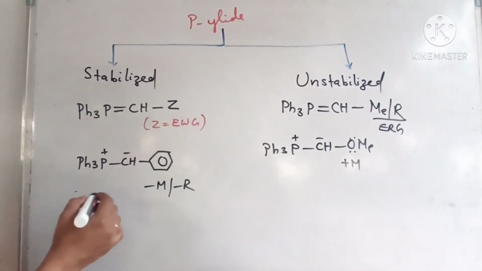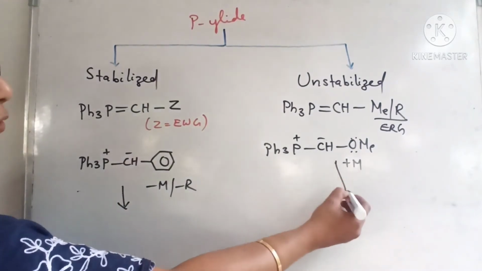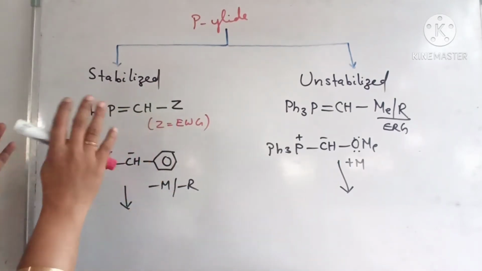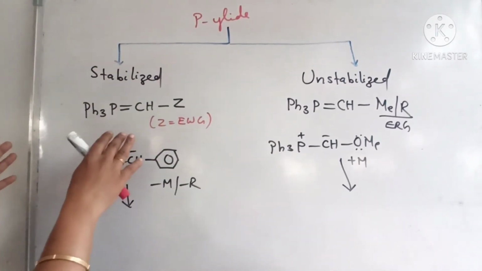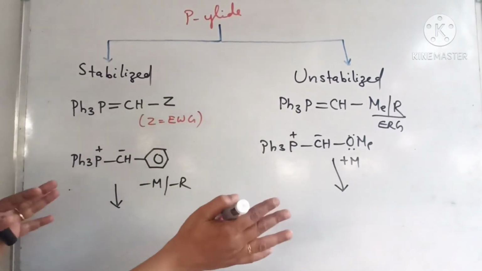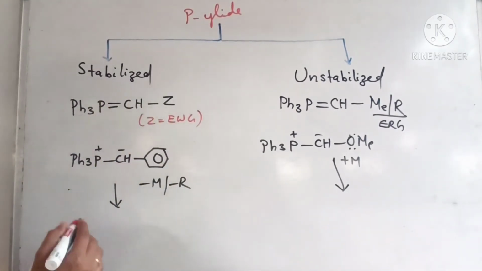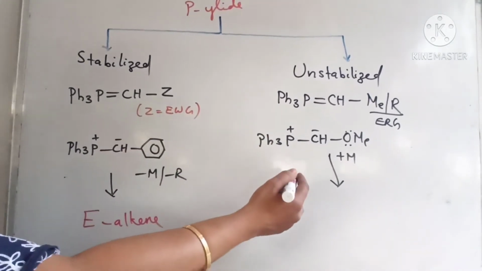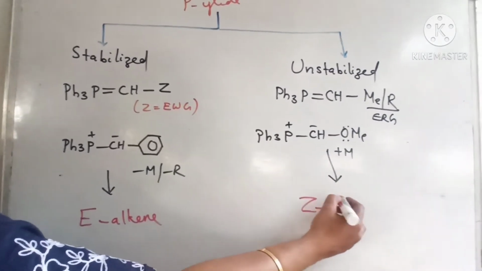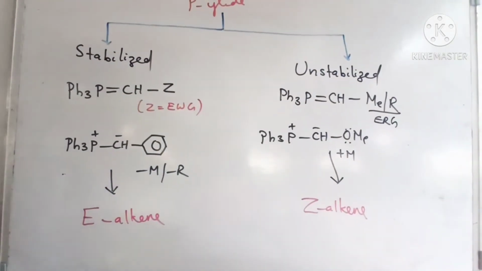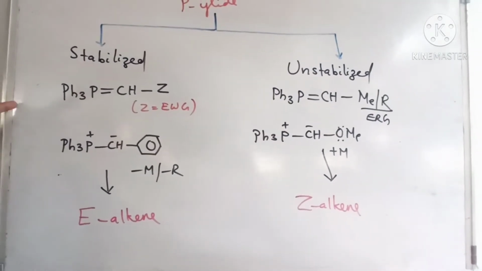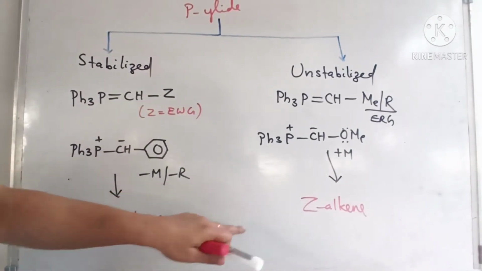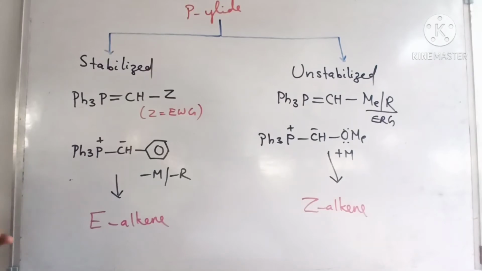Now another thing that you have to understand, it's a very important one. Both are giving the same product, that is alkene. No matter whether it is stabilized or unstabilized, both will be giving alkene. But stabilized halide will be giving E-alkene, that is trans-alkene, and unstabilized will be giving Z-alkene, that is cis type of alkenes. That is very important. Stabilized will be giving E-alkene, unstabilized will be giving Z-alkene. This is very important in terms of CSIR and GATE exams.